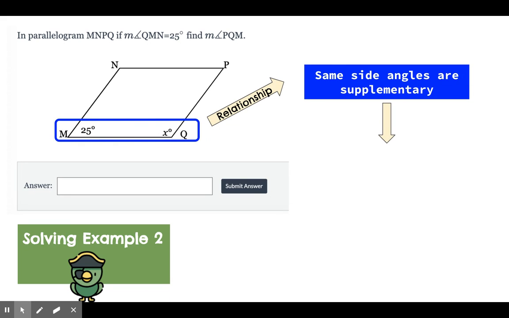And so if we were to set up an equation, we would have that 25 degrees plus x degrees is equal to 180 degrees. Because what does it mean to be supplementary? To add up to 180 degrees. And so now we are just going to do the algebra where we subtract 25 degrees from both sides and are left with x is equal to 155 degrees. So the measurement of angle PQM here is 155 degrees.